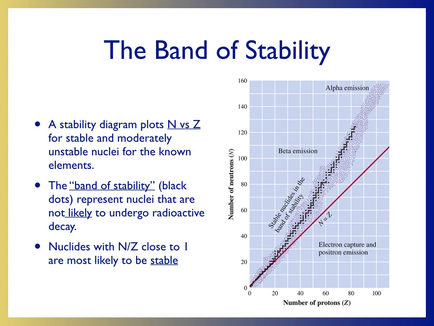When the atomic number gets larger, the band of stability deviates more towards having more neutrons. This is because as the number of protons increases, the amount of repulsive force is higher and more neutrons are needed to mitigate those forces.